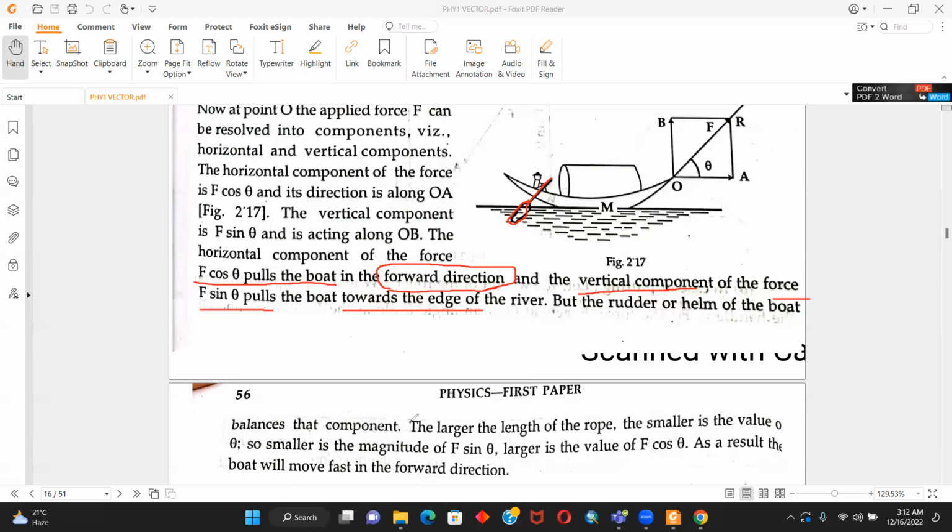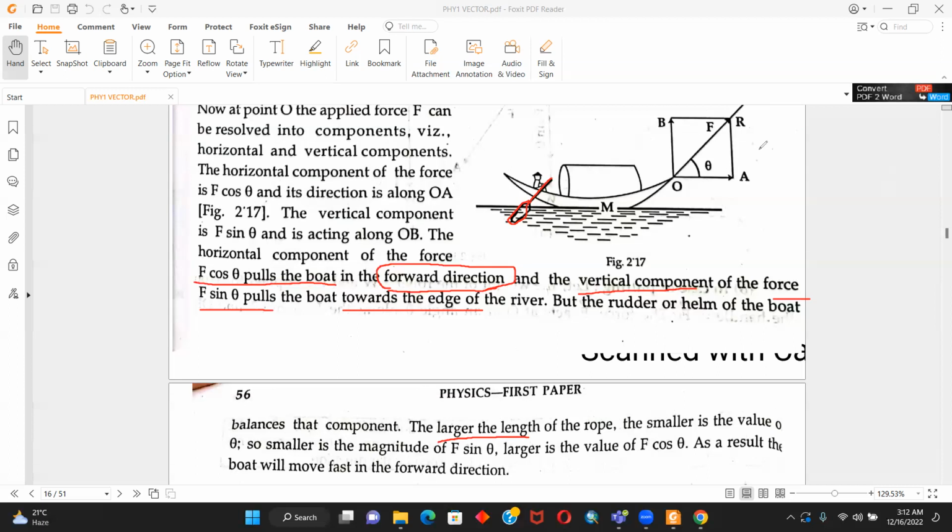Okay, so the larger the length of the rope, the smaller is the value of theta. If the length of the rope is bigger, then it will give us more balance. How could I explain this to you? Say, for instance, you have doors, right? Not all the doors are sliding. You have some doors of wood in your house, right?